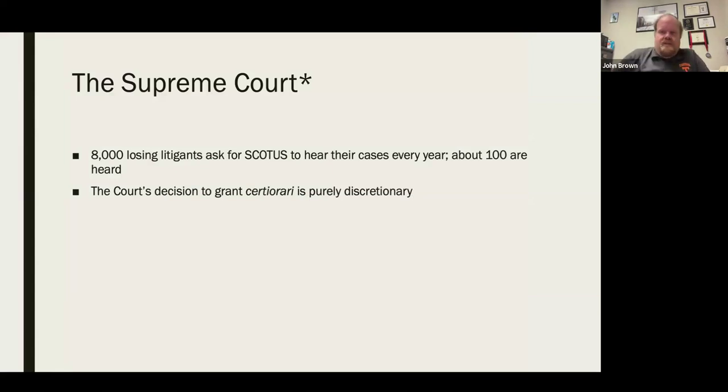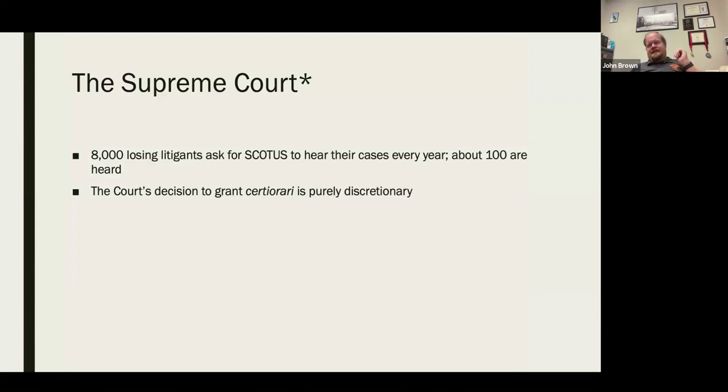About 8,000 losing litigants ask the Supreme Court to hear their cases every year. Of those 8,000, about 100 actually get heard at the Supreme Court. The Supreme Court's decision to hear a case is purely discretionary. How they decide is this. If 4 justices on the court want to hear a case, then the court will hear the case.